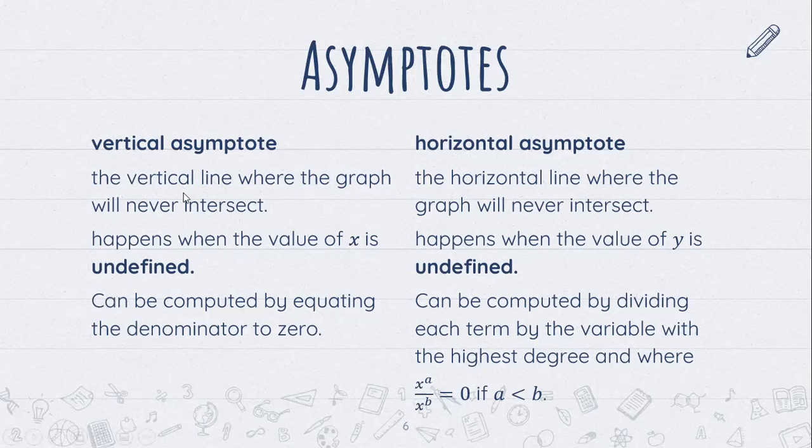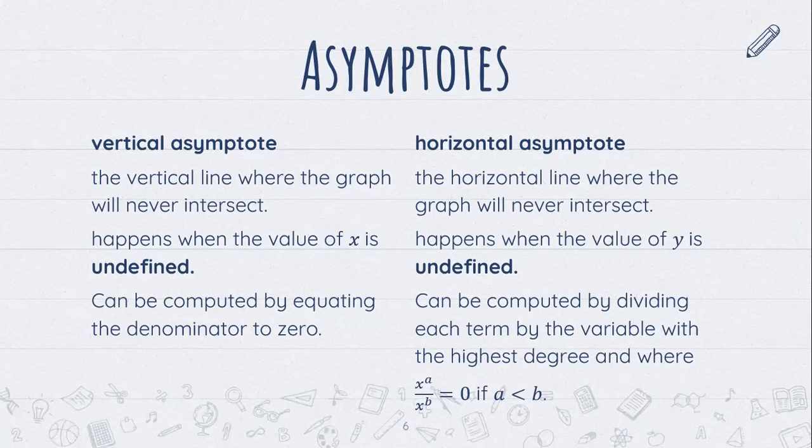Okay. So, equate lang po natin yung ating denominator to 0. Then, that will be our vertical asymptote. Pakitandaan na. Ayan. Madali lang naman yung vertical asymptote. Dito tayo magkakatalo.